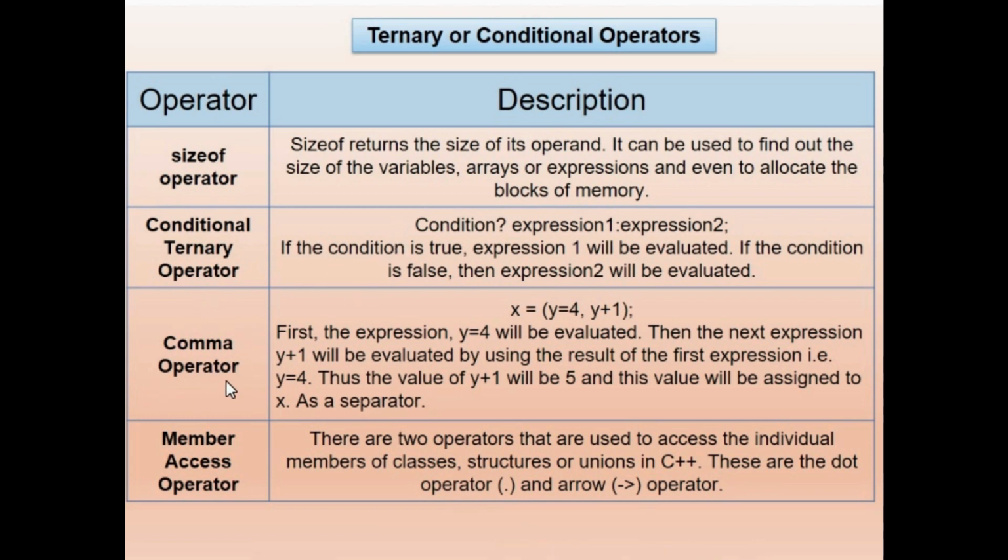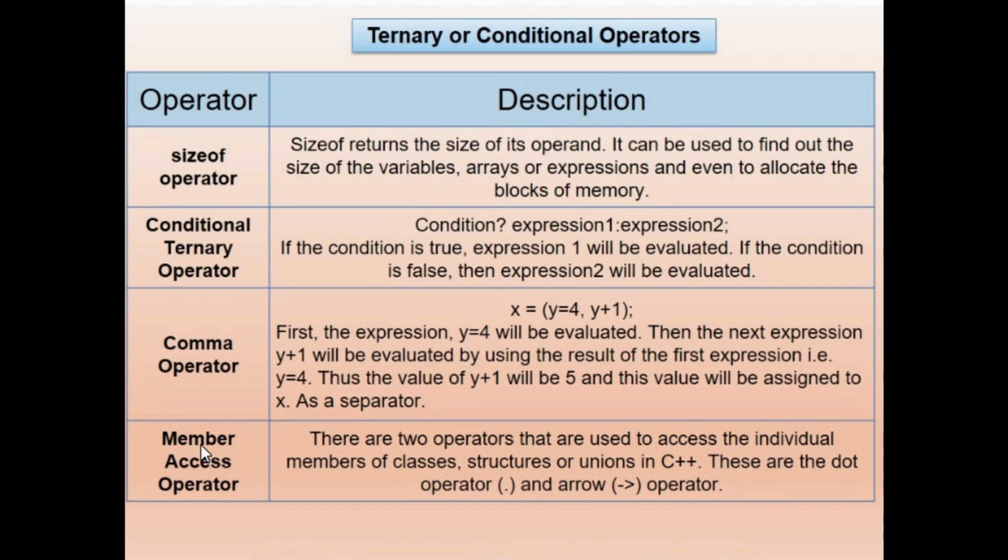Next operator is comma operator. Comma operator is used for separation, that is x equals y equals 4 comma y plus 1; for separation purposes we require a comma operator. Description says that first the expression y equals 4 will be evaluated, then the next expression y plus 1 will be evaluated. By using the result of the first expression, y equals 4, the value of y plus 1 will be 5, and this value is assigned to x, so finally the value of x is 5.